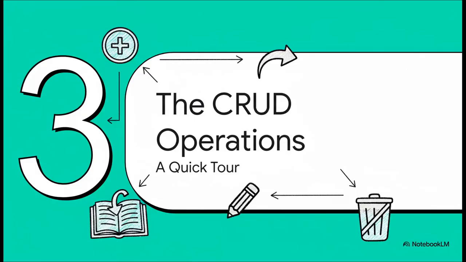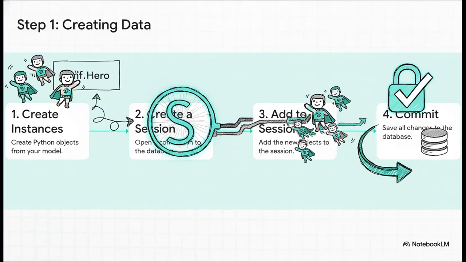So, the model is defined. That's awesome. But how do we actually use it? Let's take a quick little tour of the 4 fundamental database operations: create, read, update, and delete, or as you probably know it, CRUD. To create data, it's a super simple 4-step process. First, you just create instances of your Hero class like any other normal Python object. Easy. Next, you create a database session, you add your new objects to it, and then finally, you commit the session to save everything to the database.